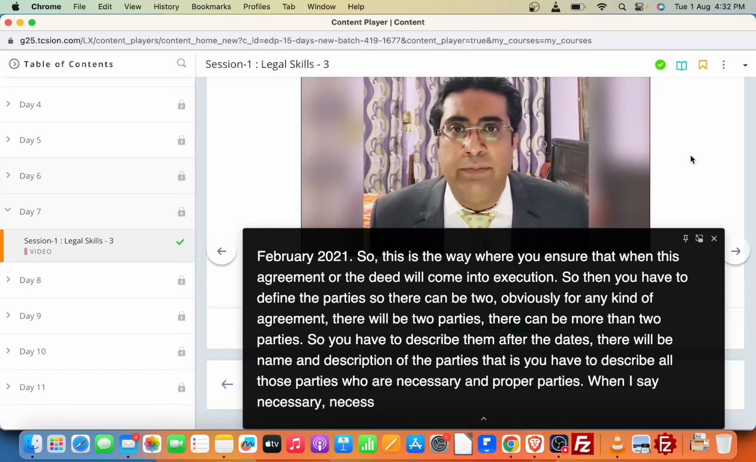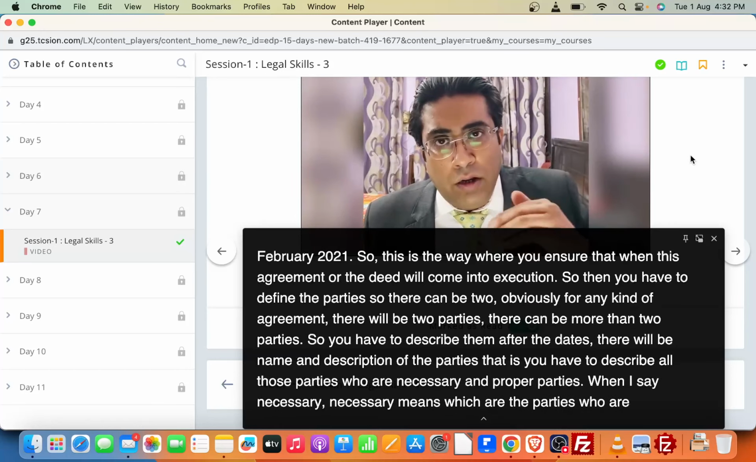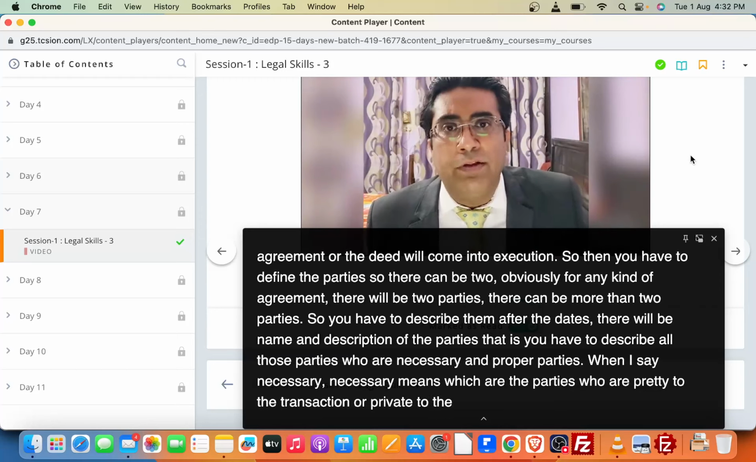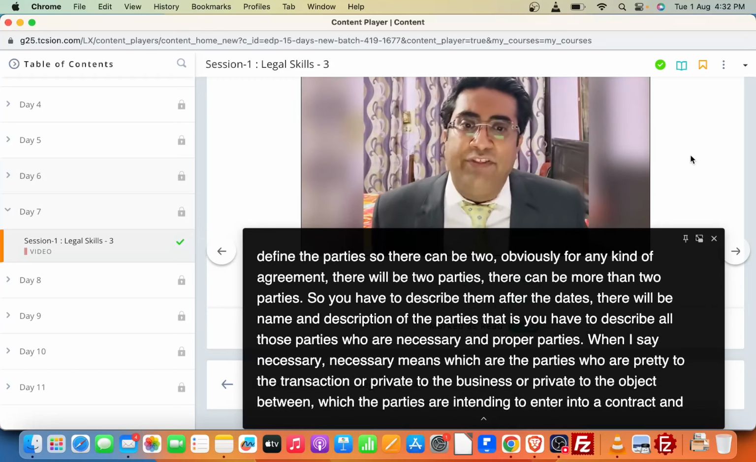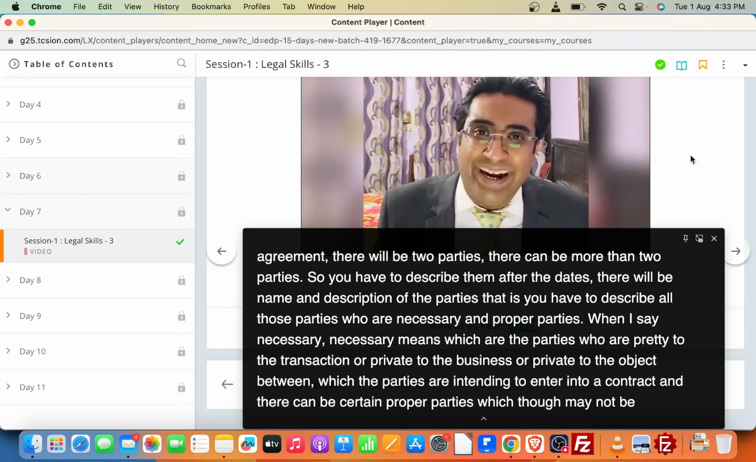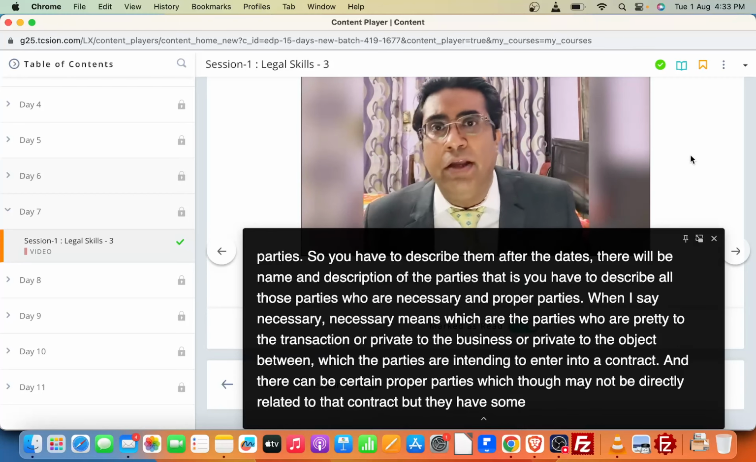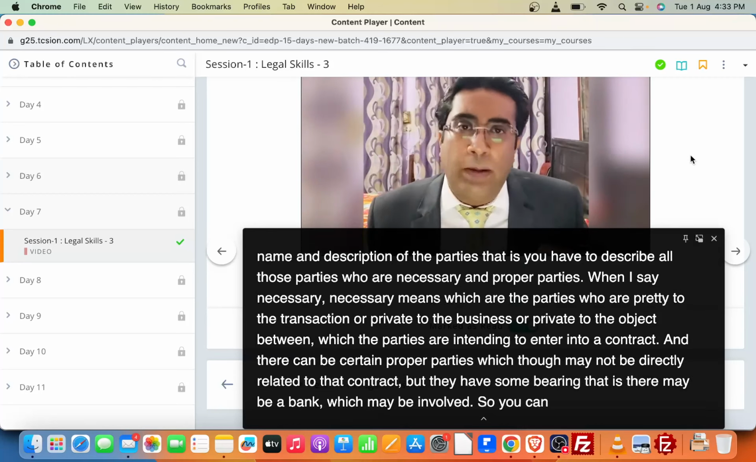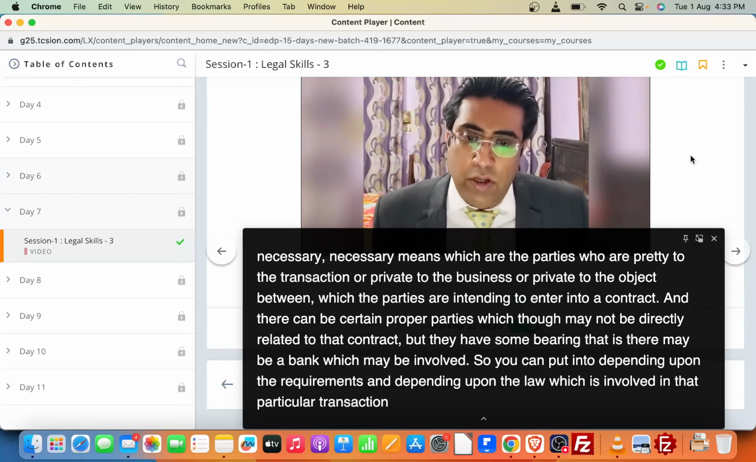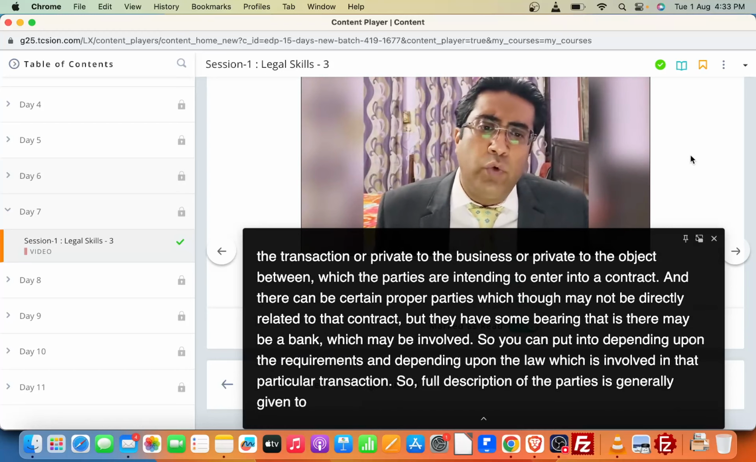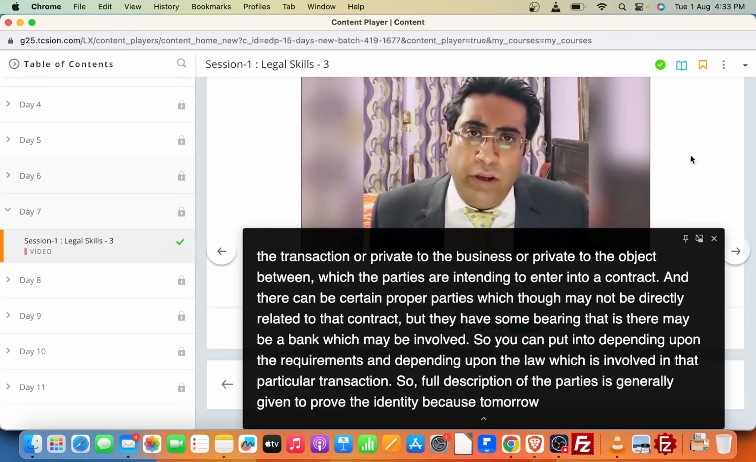When I say necessary, necessary means the parties who are privy to the transaction, or privy to the business, or privy to the object for which the parties are intending to enter into a contract. And there can be certain proper parties which, though they may not be directly related to that contract, have some bearing. That is, there may be a bank which may be involved. So you can put them in depending upon the requirements and the law involved in that particular transaction. Full description of the parties is generally given to prove the identity.